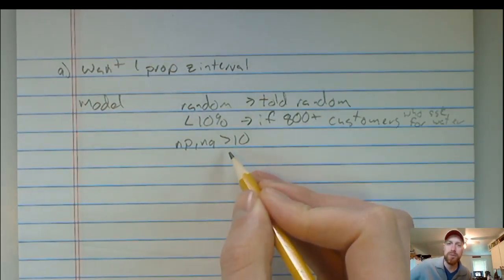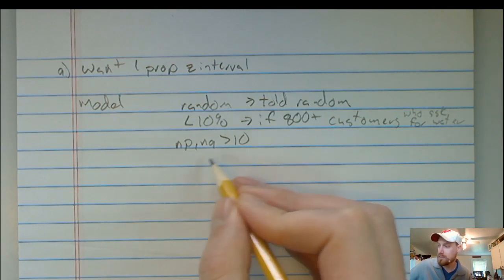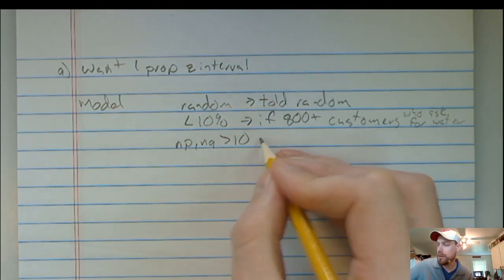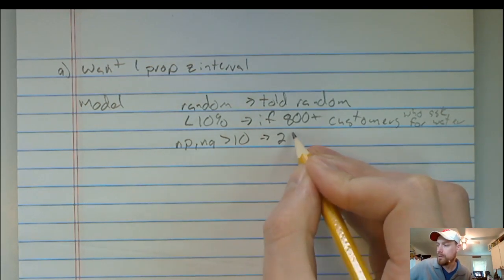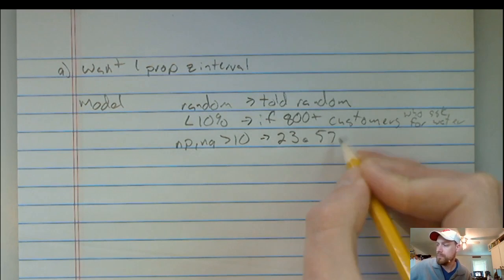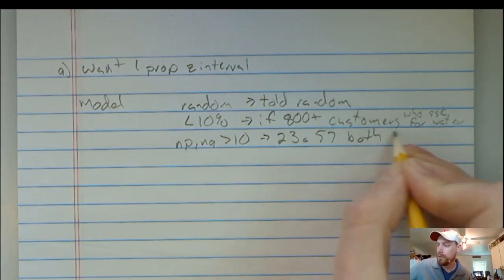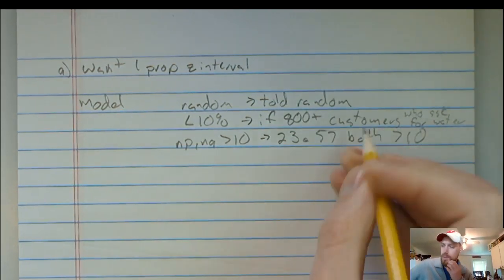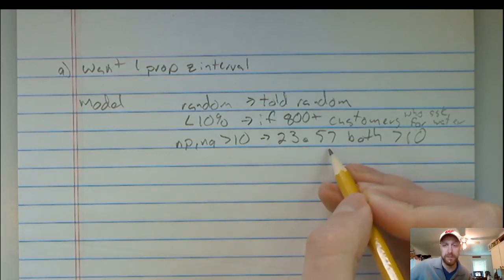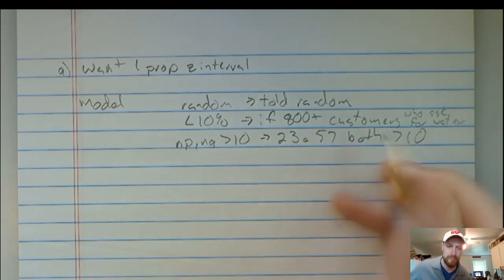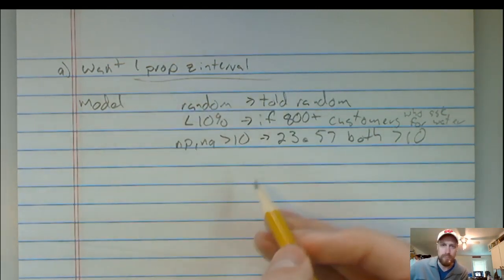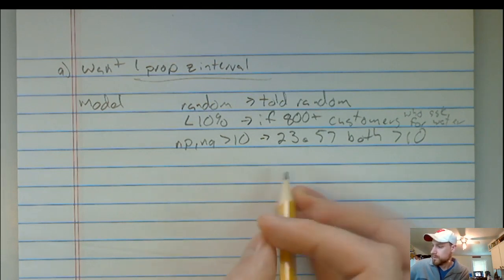And NP, NQ is greater than 10. This is our successes and our failures. We had 23 and 57, are both greater than 10. So we had 23 successes, that's what it tells us, and that means we had 57 failures. Alright, so we're going to do a 1 proportion z interval.